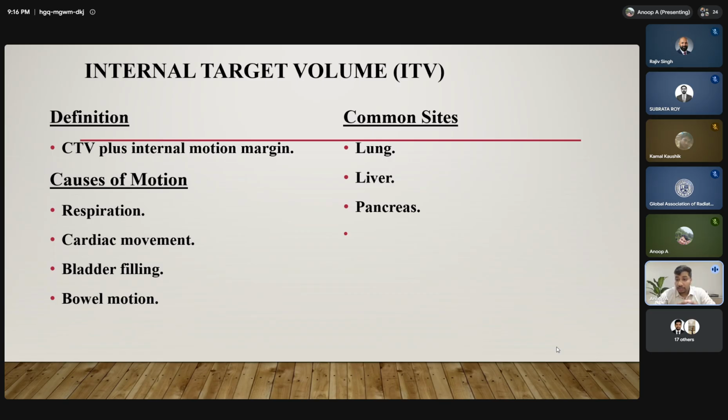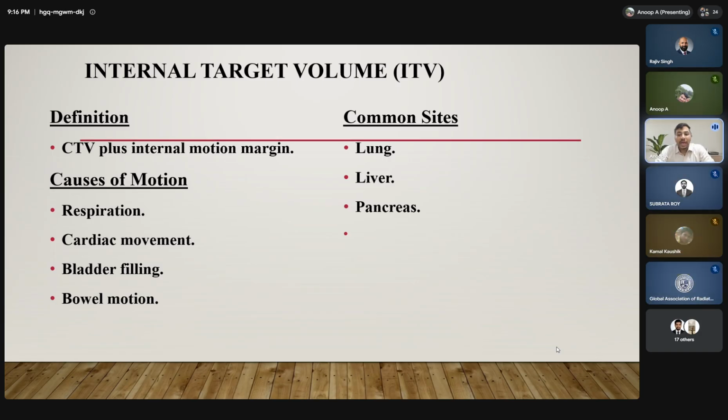Tumors are not perfectly still; they shift, slide, and bounce based on natural involuntary bodily functions. Why do we need an ITV? Without an ITV, a radiation beam targeted perfectly at the resting tumor would result in a geographical miss the second the patient took a deep breath. Doctors use the ITV to protect against three main types of internal movements: respiratory motion, organ filling, and physiological motion.